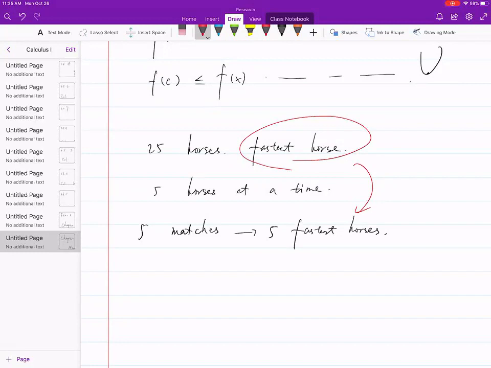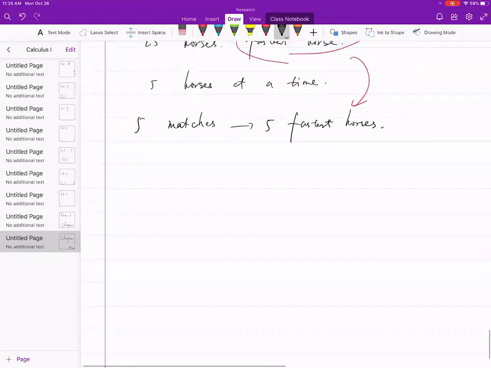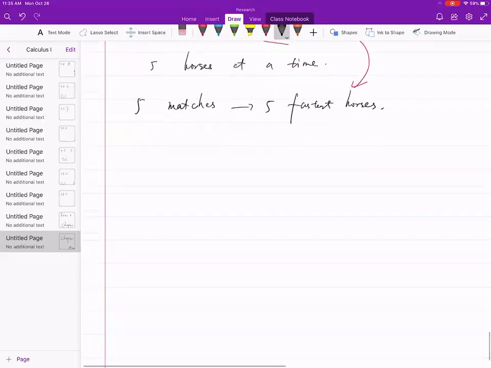You can use the same way to find the slowest horse, you know, in the 5 matches. That's also possible. So it works both ways. Sounds good? All right. Now we know the definition of local maximum and local minimum. Yeah, that's a nice definition. How do we find them?